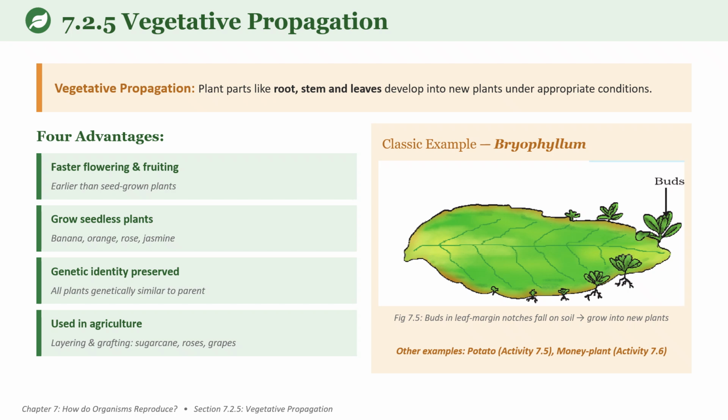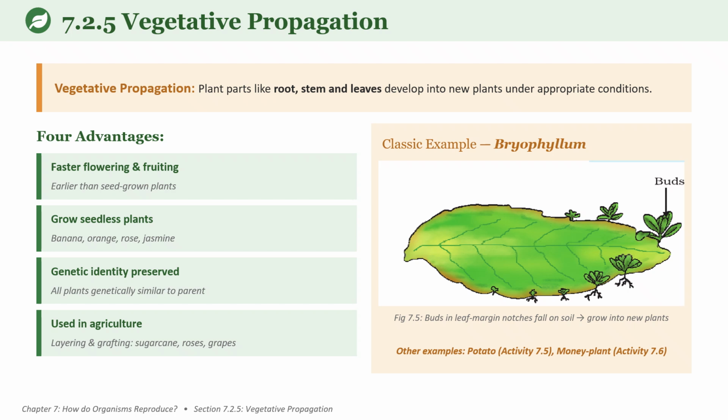Next, we are going to see vegetative propagation. So, what is vegetative propagation? Vegetative propagation is a form of asexual reproduction in plants, where new plants arise from the vegetative parts, such as roots, stems, or leaves. Examples: for stem, potato, sugarcane, and ginger; for leaf, it is bryophyllum. You can see the bryophyllum leaf in the slide, right? And for root, sweet potato and dahlia.